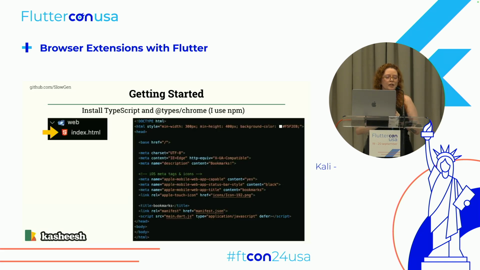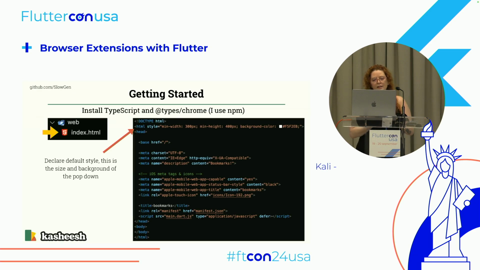Okay, so the first thing we need to do is look into our web directory, and we need to make some changes to our index HTML file. So right up here at the top, you'll see our HTML tag. There is a style min width, min height. That is required. That is going to set the size of your pop-down window where your primary user interaction will happen. I have a background color on there. That part is not required. That I like to do so that it helps with debugging. It helps see if there's any holes in your Flutter code, things that are peeking through. It's just a little bit easier.